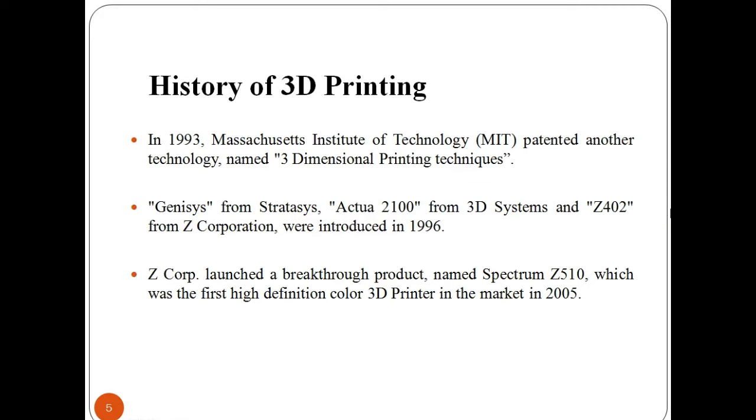In 1996, three major products, Genesis from Stratasys, Actua 2100 from 3D Systems and Z402 from Z Corporation were introduced. In 2005, Z Corporation launched a breakthrough product named Spectrum Z510, which was the first high-definition color 3D printer in the market. Another breakthrough in 3D printing occurred in 2006 with the initiation of an open-source project, which was aimed at developing a self-replicating 3D printer.